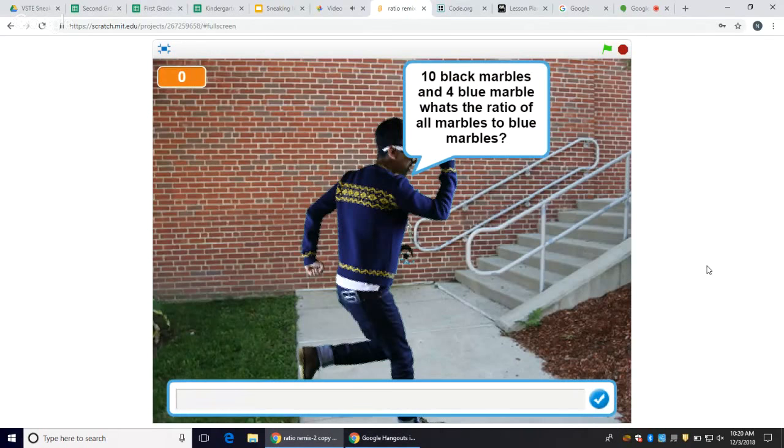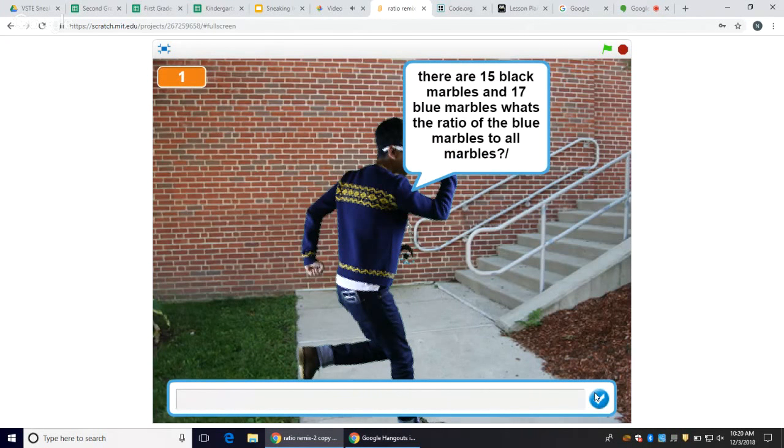So 10 black marbles, 4 blue marbles. What is the ratio of all marbles to blue marbles? So they actually type in the answer, 14:4. If they get it correct, it gives them a point up there in the corner. And then it goes to the next question. So there's 15 black marbles, 17 blue marbles. What's the ratio of blue marbles to all? Well, if they got it wrong, let's say they just put in a wrong answer, it takes a point away. So we had to teach them how to code that, how one question has to respond to another question. So that one was really neat. They enjoyed that one. It's a good introductory game.